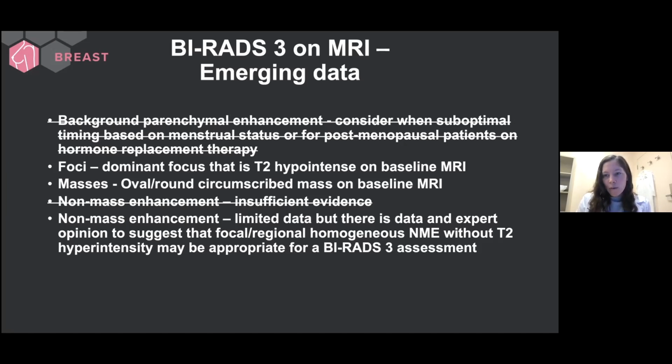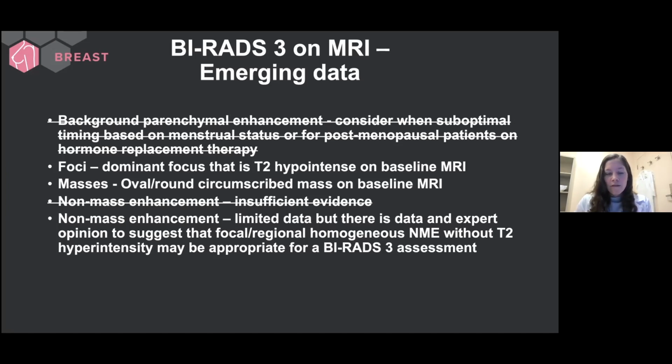With the newer contrast agents, we have not shown that there are large variations in the timing based on menstrual status. And if we see a diffuse pattern of background parenchymal enhancement, we should be able to assess that as a BI-RADS 2. If there are any areas that stand out and look separate, we should give it a BI-RADS 4 and do a biopsy. But the space for doing a short-term follow-up for background parenchymal enhancement has really gone away. The data has continued to support foci and mass.